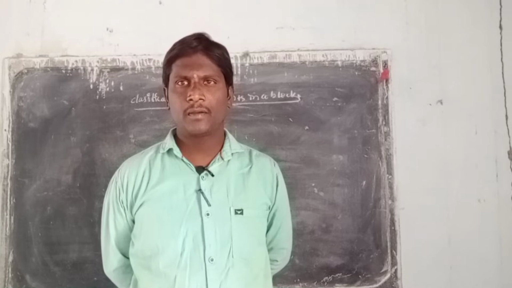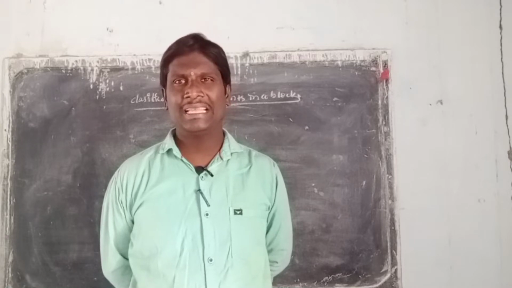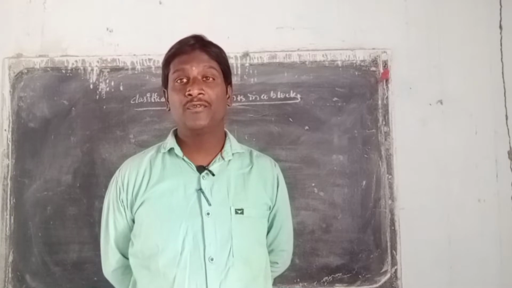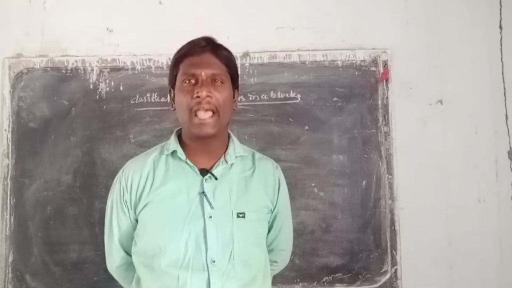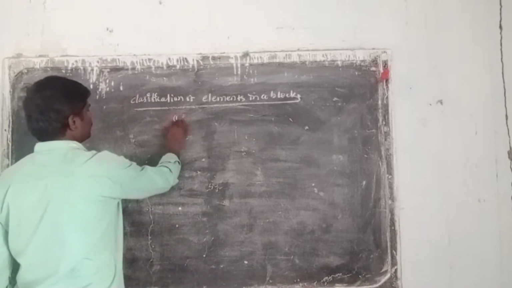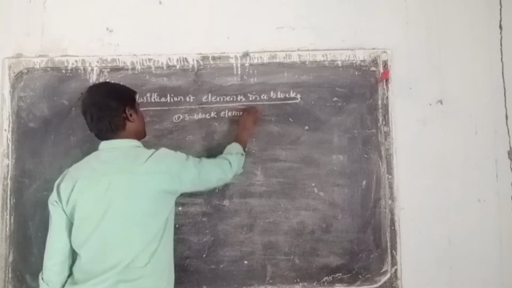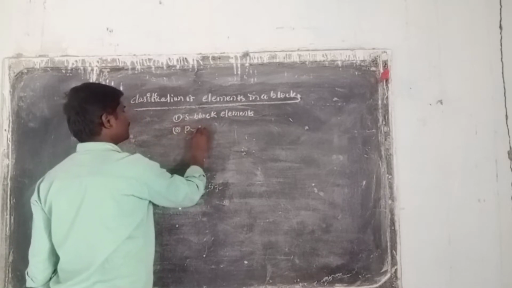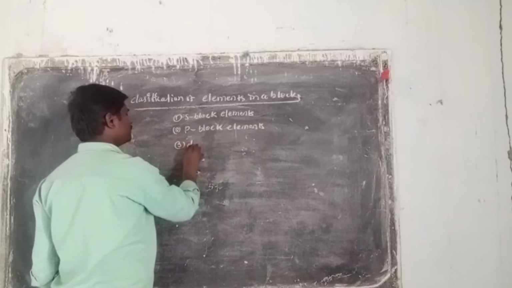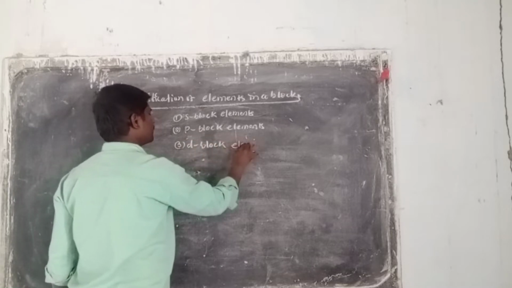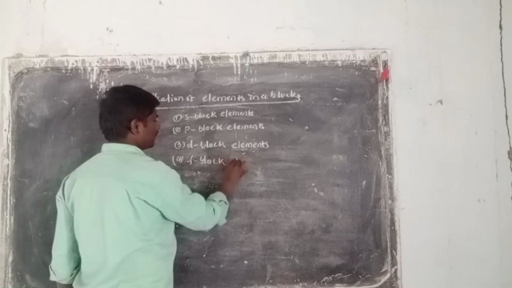Next session, the periodic table. Depending upon which orbital the last electron enters, the differentiating electron, the elements are classified into four blocks. The first one is s block elements, the second is p block elements, the third is d block elements, and the fourth is f block elements.